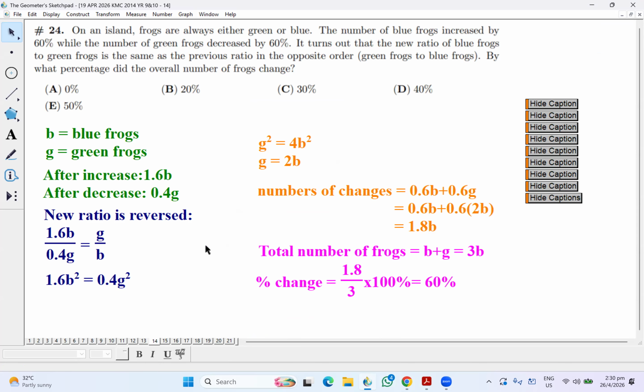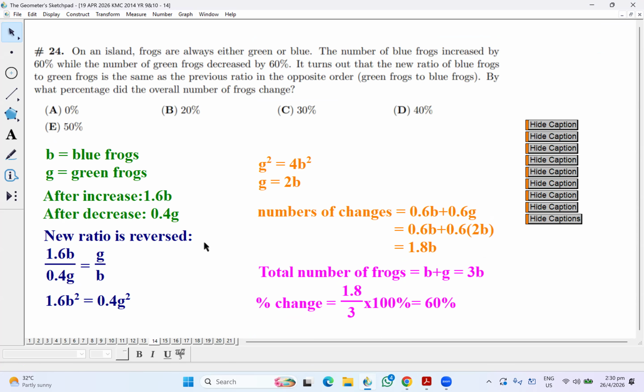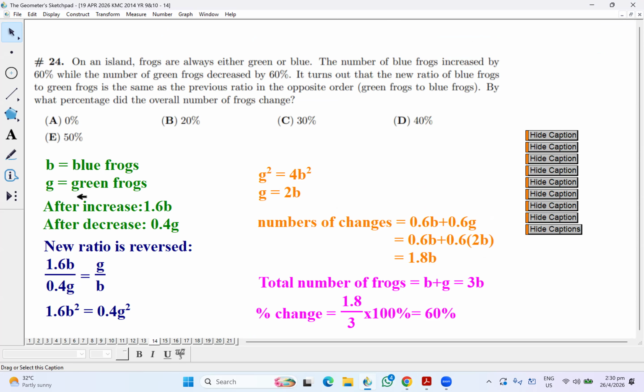By what percentage did the overall number of frogs change? You've got 100 frogs here and 100 frogs here. Then 60 frogs increase to 160, and this one decreases to 40. So 60 and 60 is the change in the number of frogs. 60 change over 200. 30%.